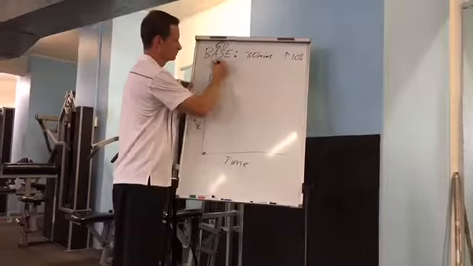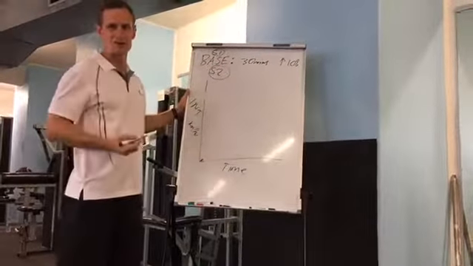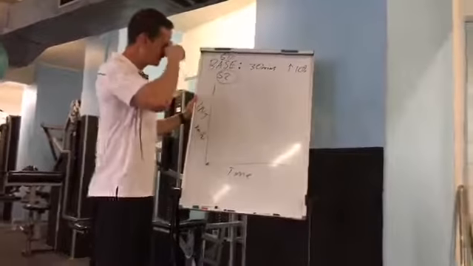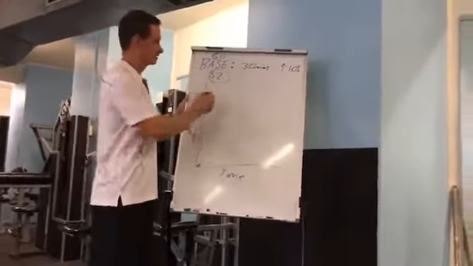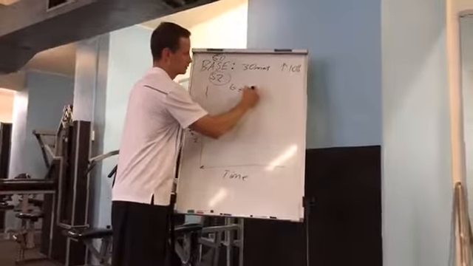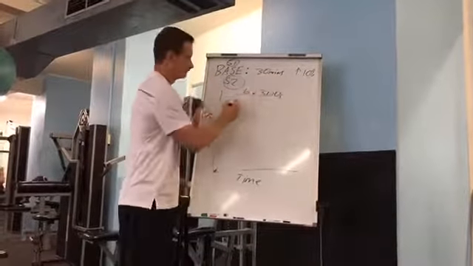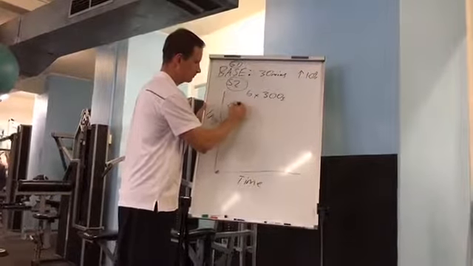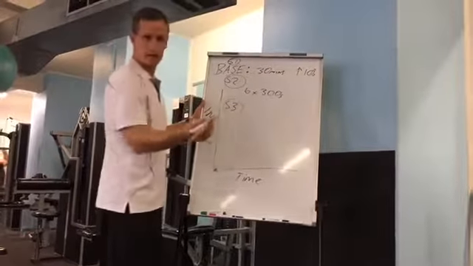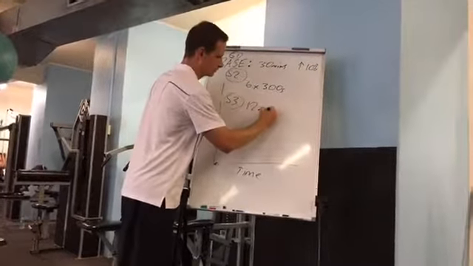Session 2. My great whiteboards. Born to be a teacher. Pick one of our sessions. So do 6 by 300, with a day off in between. Session 3. After another day off in between, pick another one, and you might do the 12-minute run.